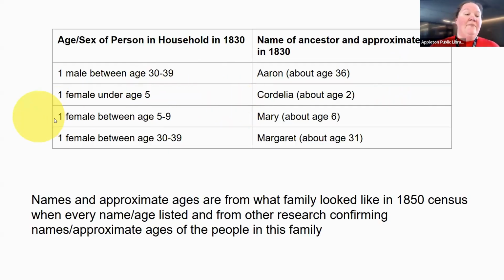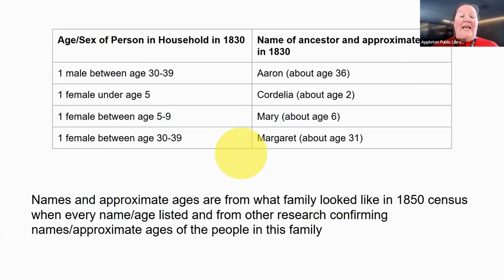That matches. I've got a female tick mark for between the age of 5 and 9. Mary would have been about age 6. That matches. Then I've got one more female tick mark between 30 and 39. Well, that's Margaret, Aaron's wife. She would have been about 31. All 4 of those tick marks match to the family. So now it seems very reasonable that this is the right family.